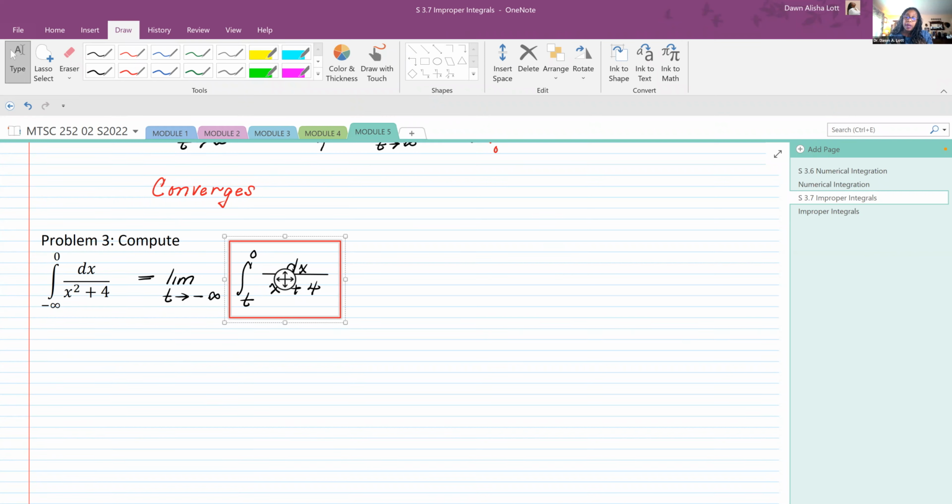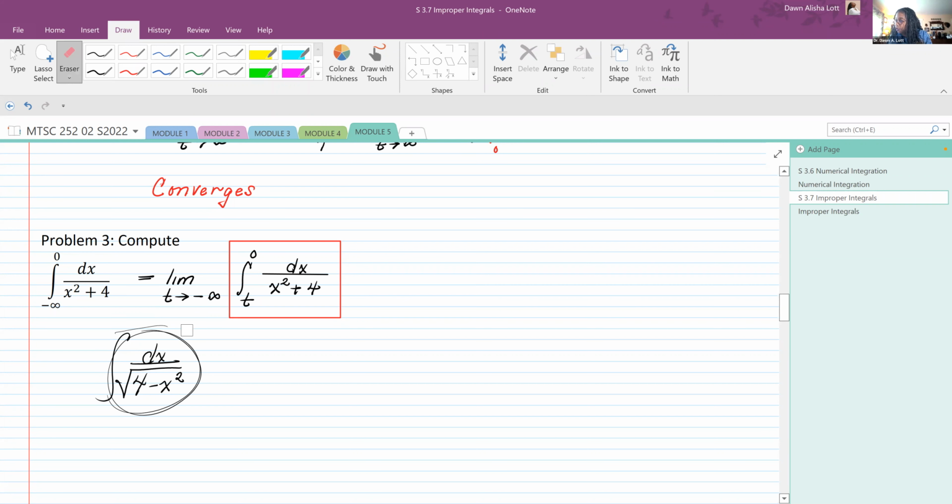So the sine, Brian, is the one that has the square root. So the sine looks like this, has the dx over the square root of 4 minus x squared. This one gives us sine. This particular integral is going to give us tan inverse.